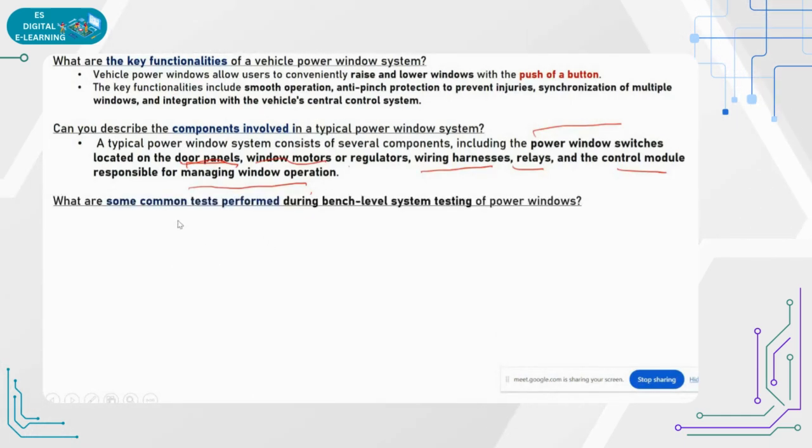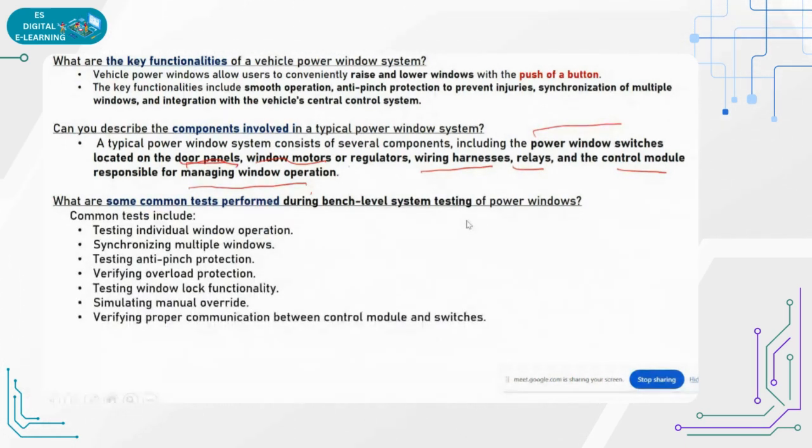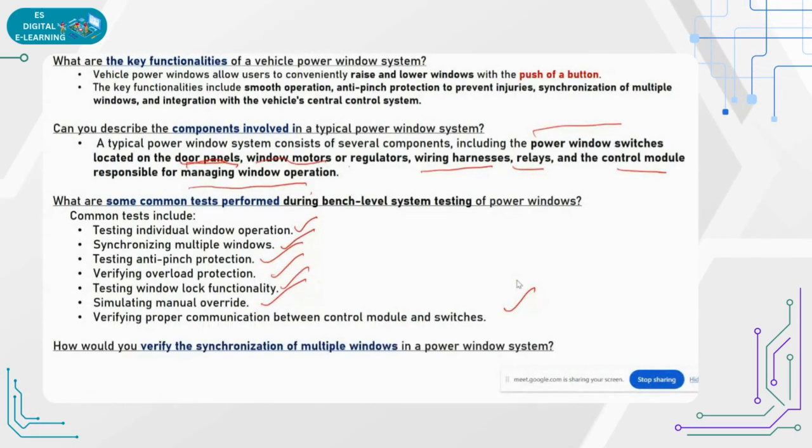What are some tests performed during bench level testing of the power window? So we usually test the individual window operation, synchronization of the window operation, the anti-pinch protection, verify the overload protection, test the window lock functionality, simulate the manual override, and verify the communication between the control module and the switches. So these are the common tests that we perform during bench level testing.